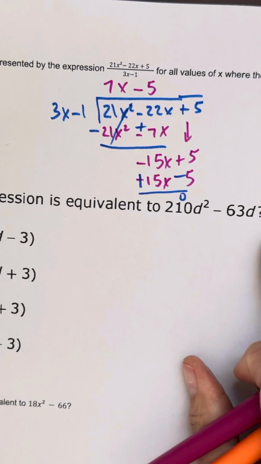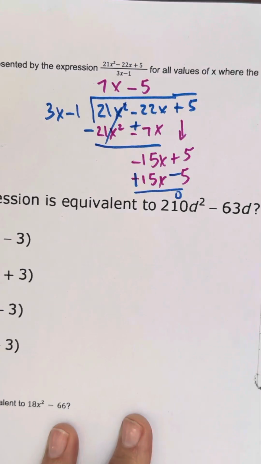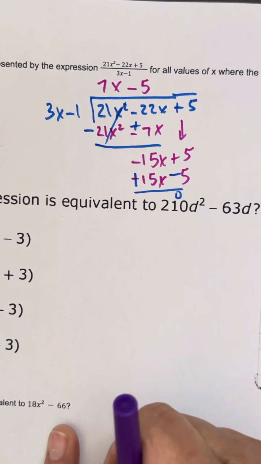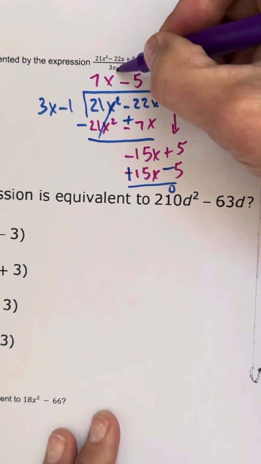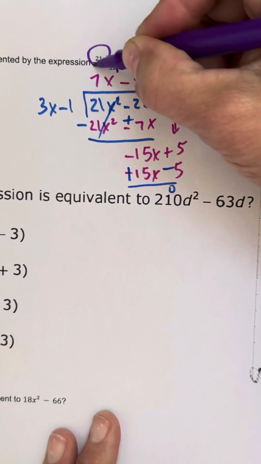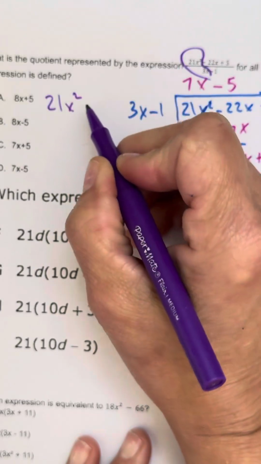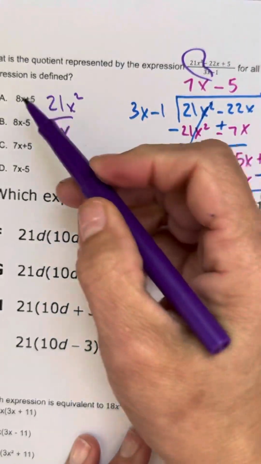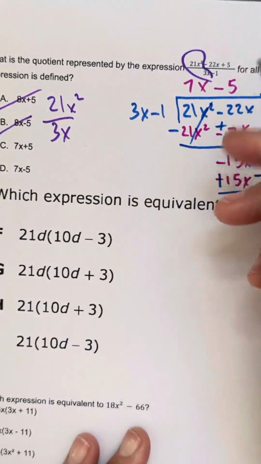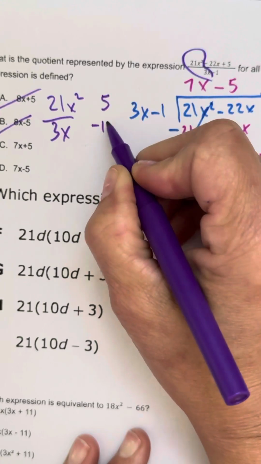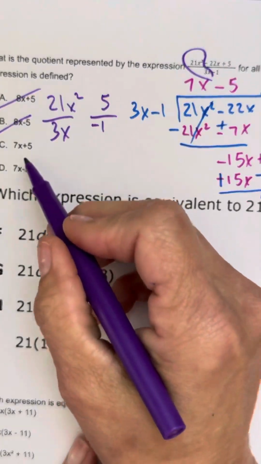So because all our problems that we are doing this year do not have a remainder, the pattern is you take the first number, 21x squared, and divide by 3x. So 21x squared divided by 3x. Is that 8 or 7? Of course, 21 divided by 3 is 7. And then you take the last term, 5 and negative 1, and then divide. So 5 divided by negative 1 is negative 5.